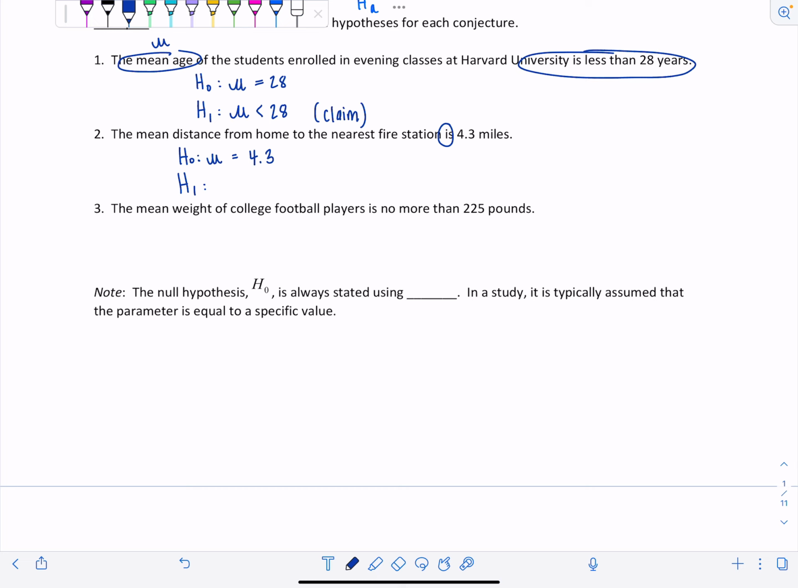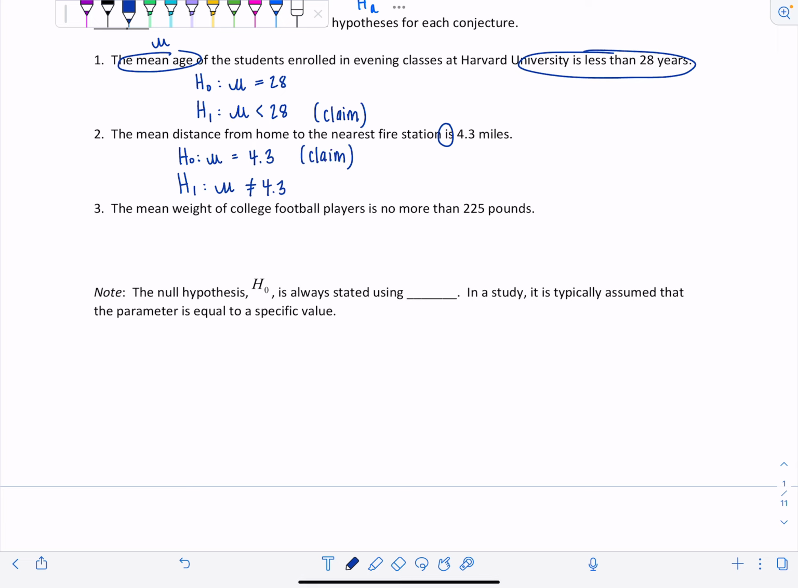Well, it's just going to basically be the opposite of what the null is. And in this case, they didn't indicate that we're interested in greater or less than. So you just write mu is not equal to 4.3. And read the conjecture again. Is that statement, is the claim in the null or in the alternative? The mean distance from home to the nearest fire station is 4.3 miles. This time the claim is in the null.